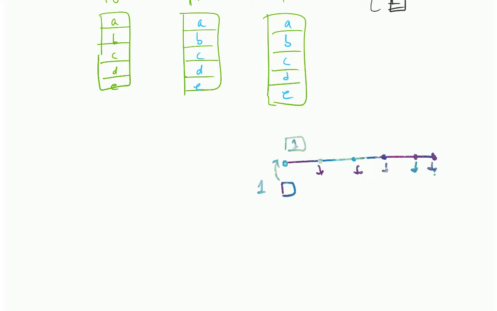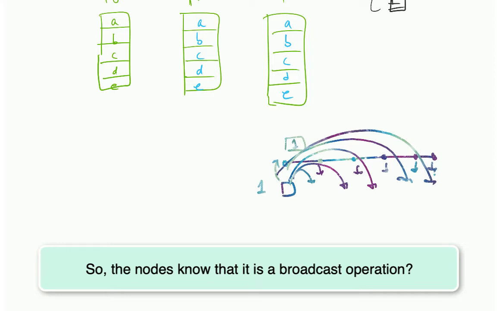Whereas if you are doing point to point, if you are doing sends, you will do send once to this guy, once to this guy, once to this guy, once to this guy, once to this guy. It's going to take 5 times the time. Well, whatever the number of ranks. Is that clear? So basically the receiving node knows that it is a broadcast.